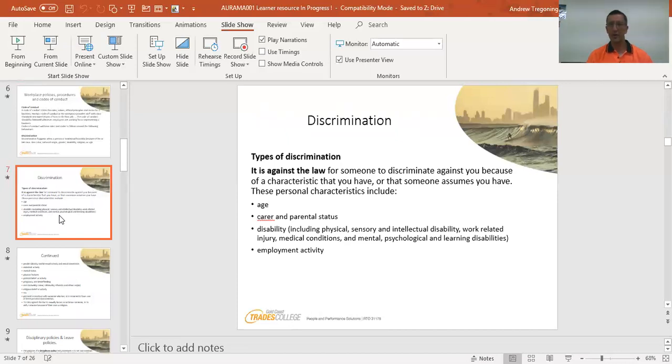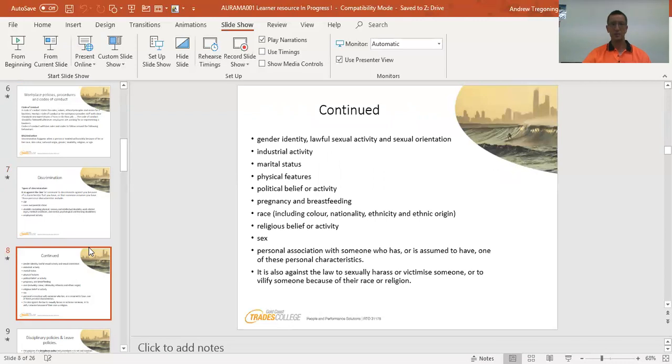These personal characteristics could include age, carer and or parental status, could be a disability, including physical, sensory, intellectual disability, work-related injury, medical conditions, mental or psychological, or learning disabilities, or employment activity. So always remember, it's against the law to discriminate for those things.